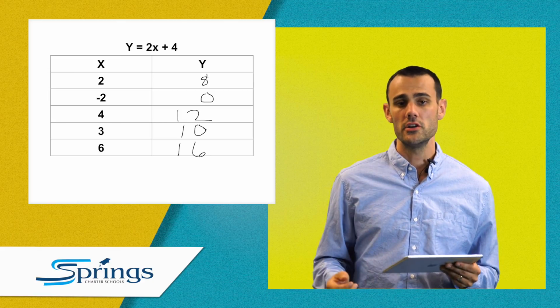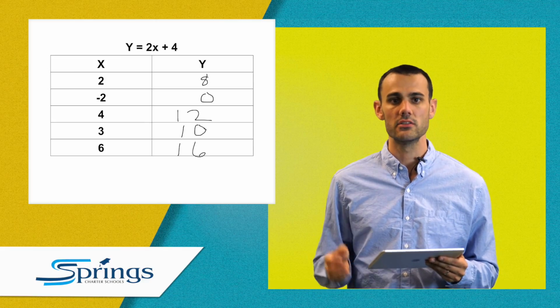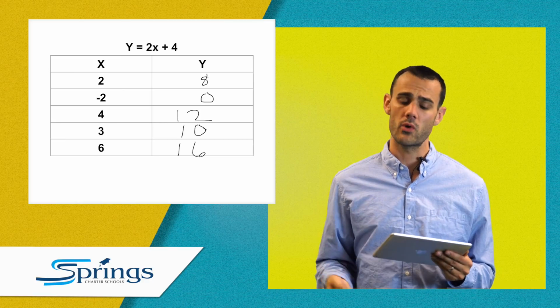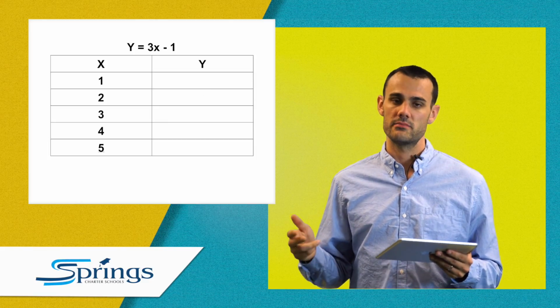Now, what we could do, based on our previous lessons, we could turn these into coordinates and graph them. However, today we're really just thinking about filling out what a function table is. So we're going to do one more together. Okay, here we go. y equals 3x minus 1.